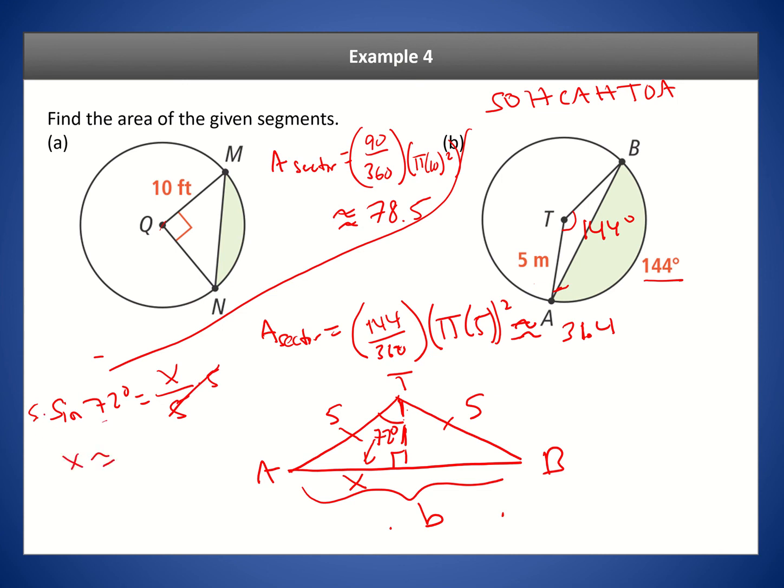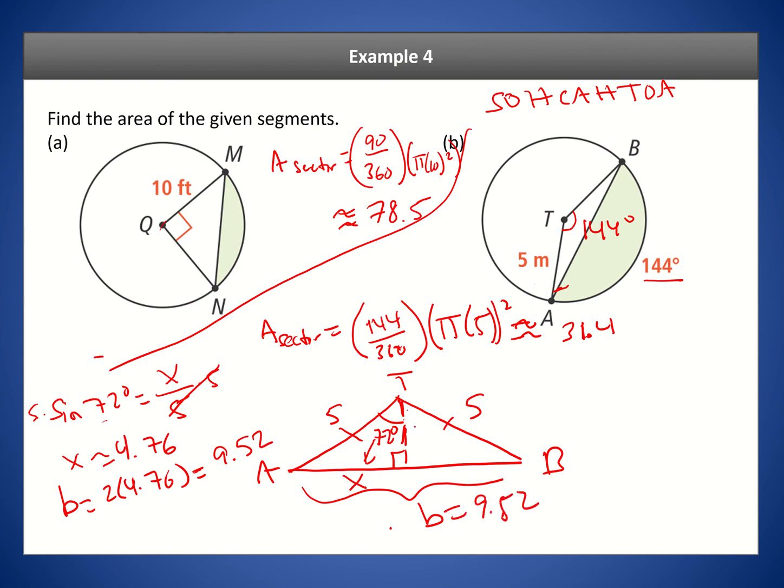Let's go ahead and calculate that. So we have a bunch of decimals here. So we get about 4.76 for x. So we know what x is. This is 4.76. So that means b has to be double 4.76, so we'll double that. And we get 9.52. So this is B, 9.52.